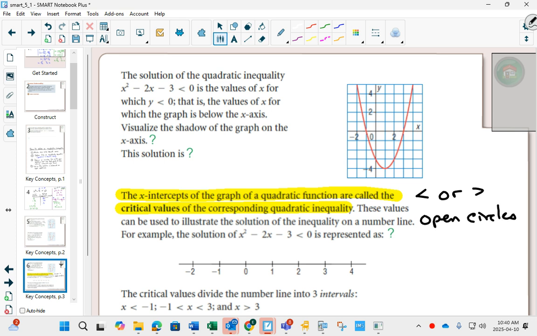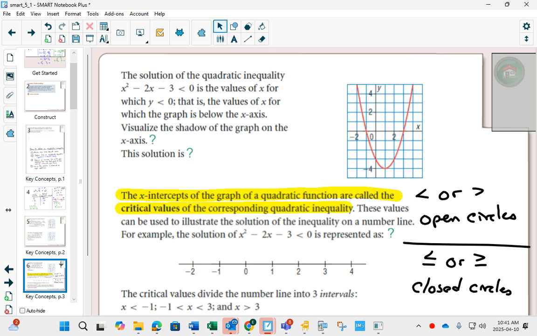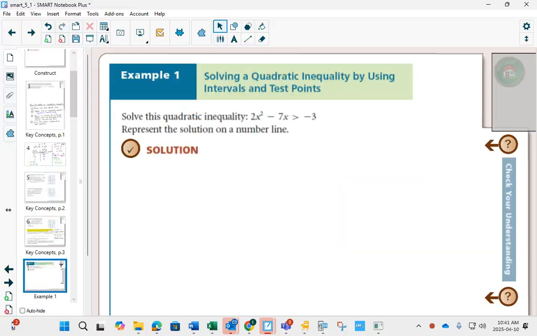Because on our number line, sometimes we're going to use open circles. And when they have the equal sign, sometimes we're going to use closed circles. So I said we would do one example. So let's go to question number 1.